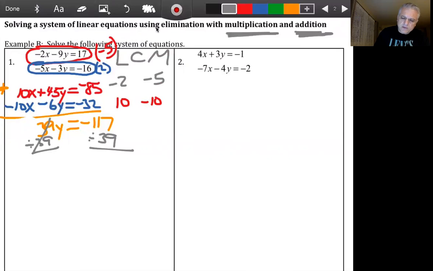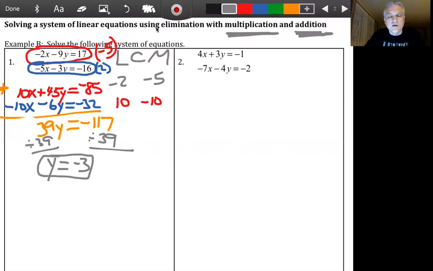So 39 divided by 39 is 1, 1y, it's just y, equals. Now, negative 117 divided by 39 is going to be negative 3. So we've got the toughest part, I think, of our answer. We've got our y coordinate. We've done our elimination by multiplying and adding, and now we've solved for y.